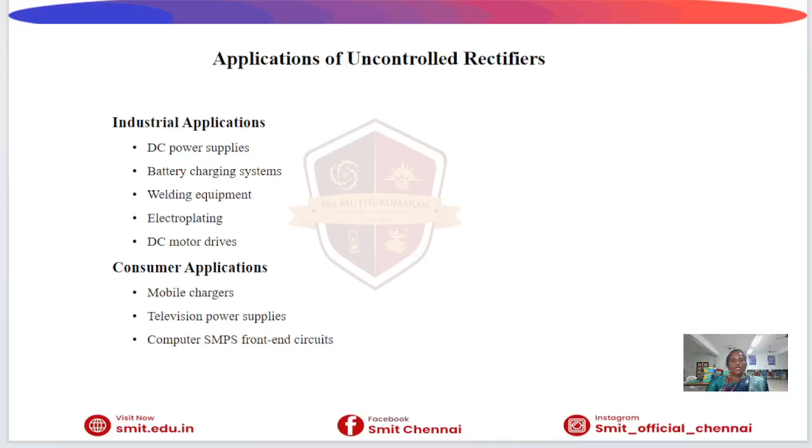Uncontrolled rectifiers have a wide range of applications in both industrial and domestic sectors. In industries, they are used in DC power supplies, battery charging systems, welding machines, electroplating units, and DC motor drives. In consumer electronics, uncontrolled rectifiers are found in mobile chargers, televisions, computers, LED power supplies, and many household appliances. They are also used in renewable energy systems where AC power generated by certain sources must be converted into DC power for storage and utilization.